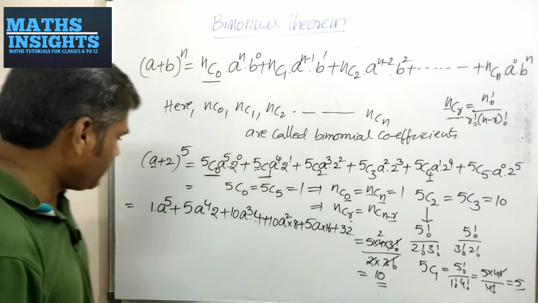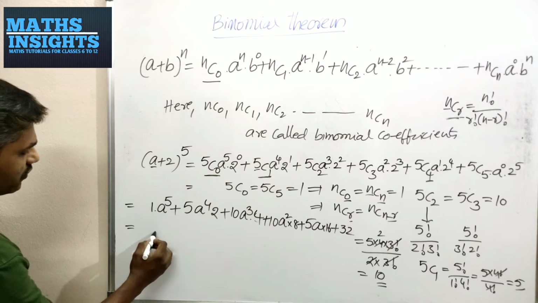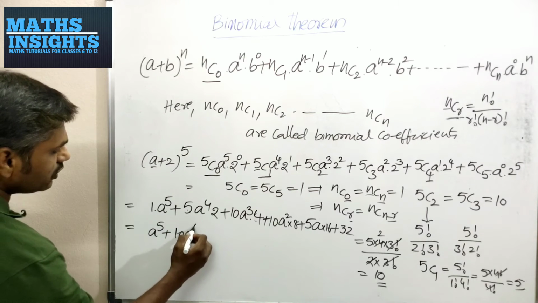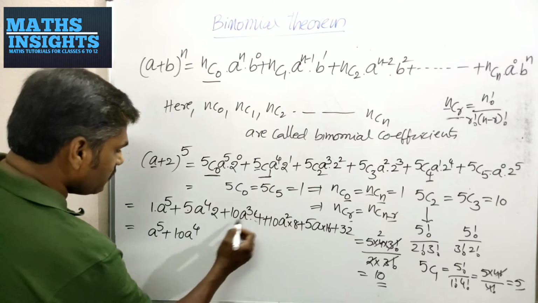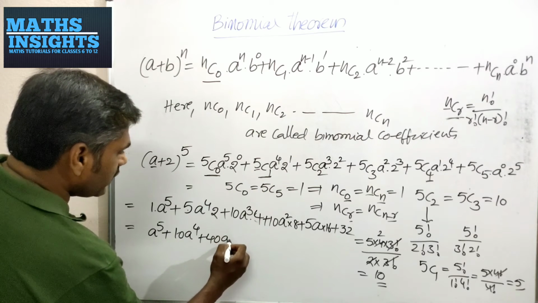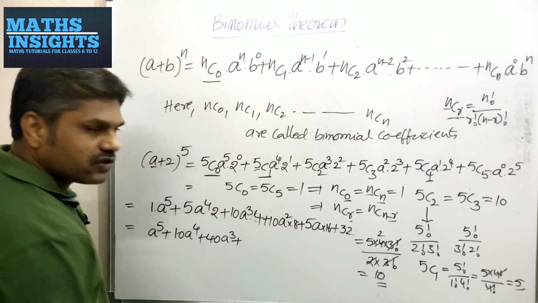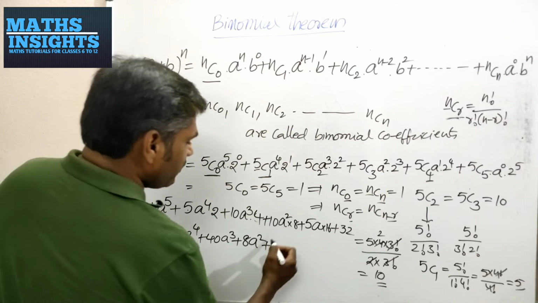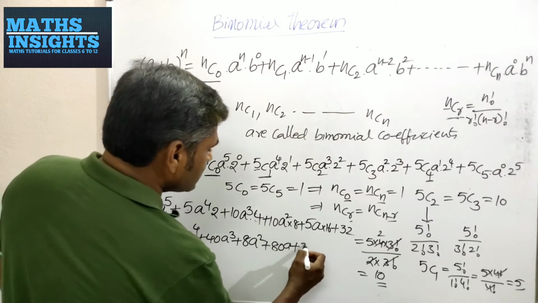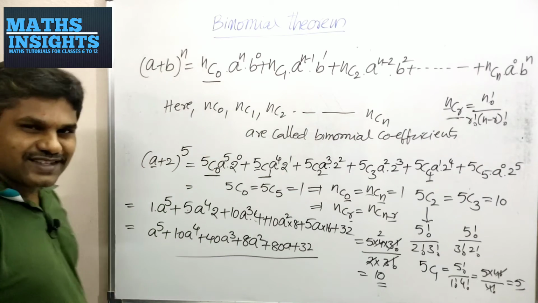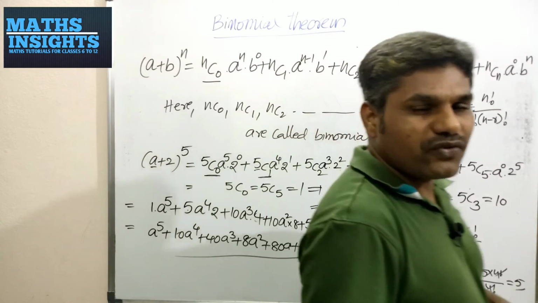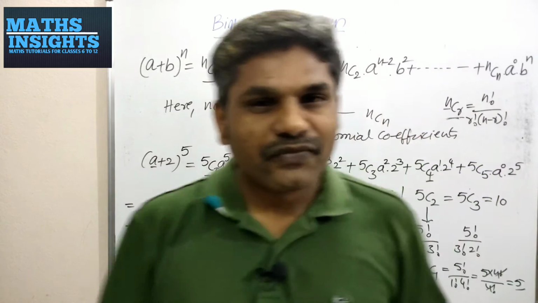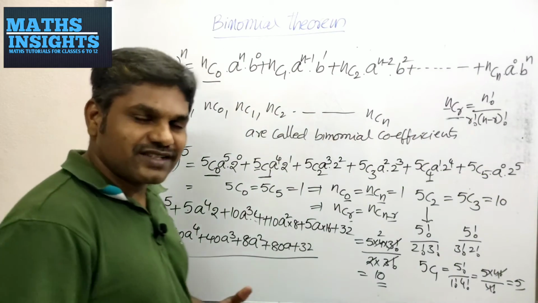So this is the expansion. I will write it. A power 5 into 1 is a power 5 plus 2 into 5, 10, 10 into a power 4, plus 10 fours are 40 into a cube, plus 10 into 8, 80 a square, plus 16 5s are 80 a, plus 32. So this is the expansion of (a plus 2) whole power 5 by using binomial theorem. Is it easy or not?